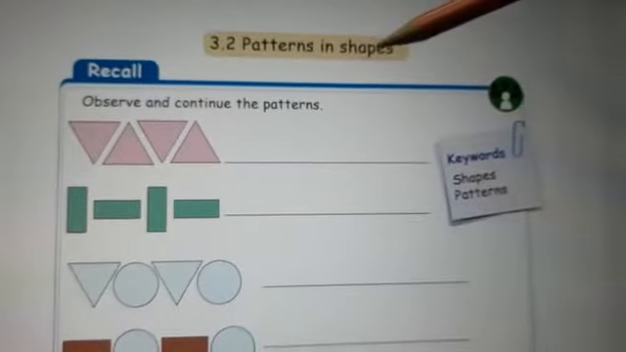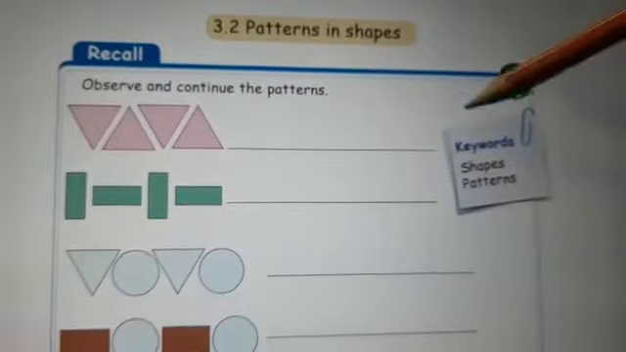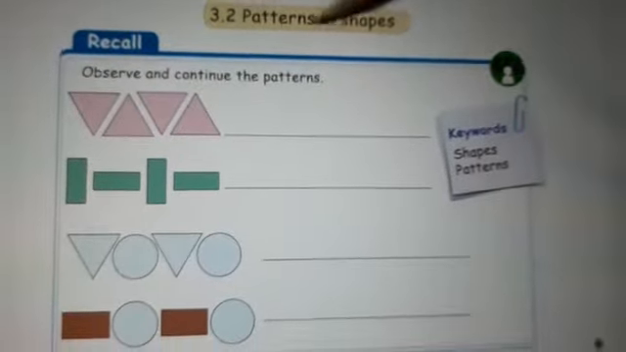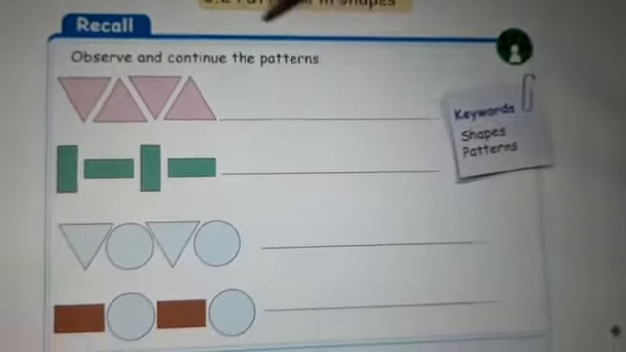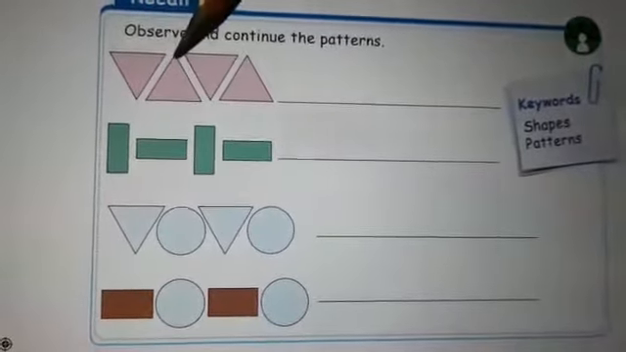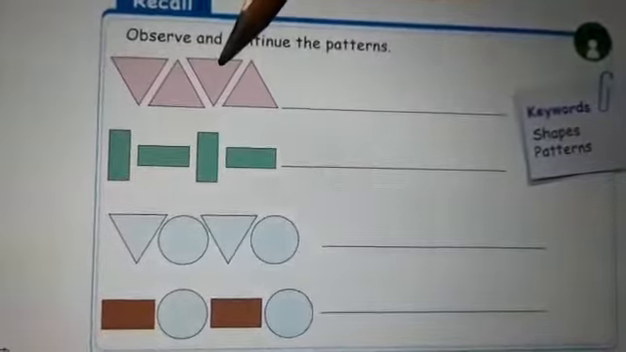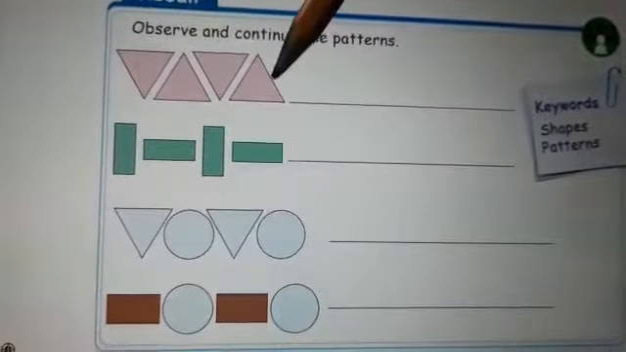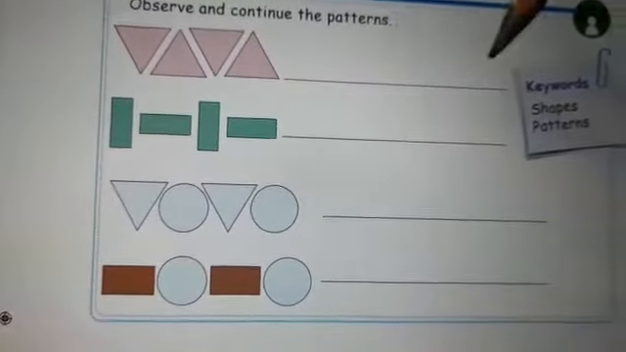Next is patterns in shapes. Keywords are shapes and patterns. Observe and continue the patterns. See here, it's an upside down triangle and it is a straight triangle. Upside down triangle and straight triangle. Likewise, you draw and complete this.